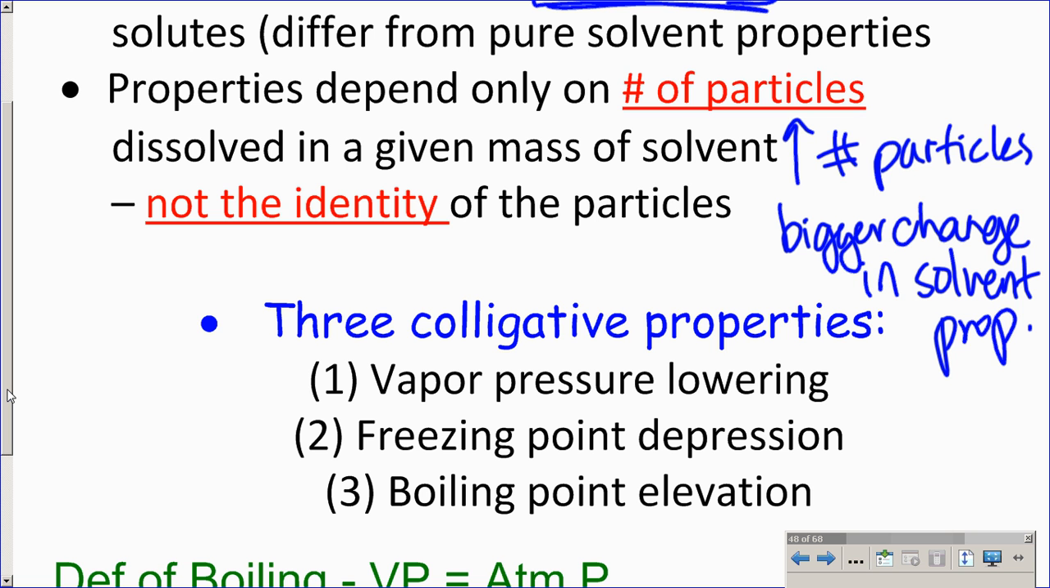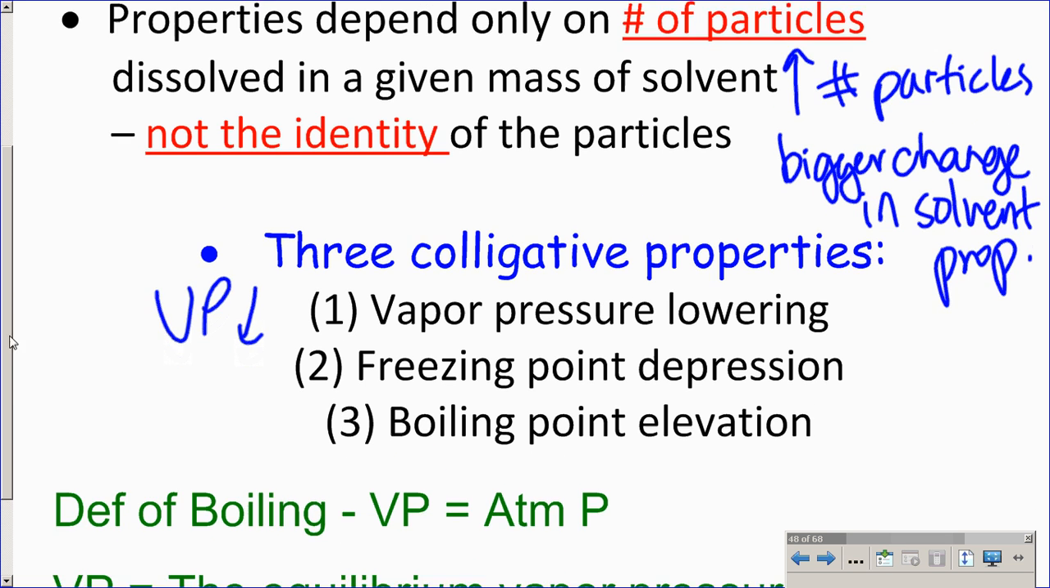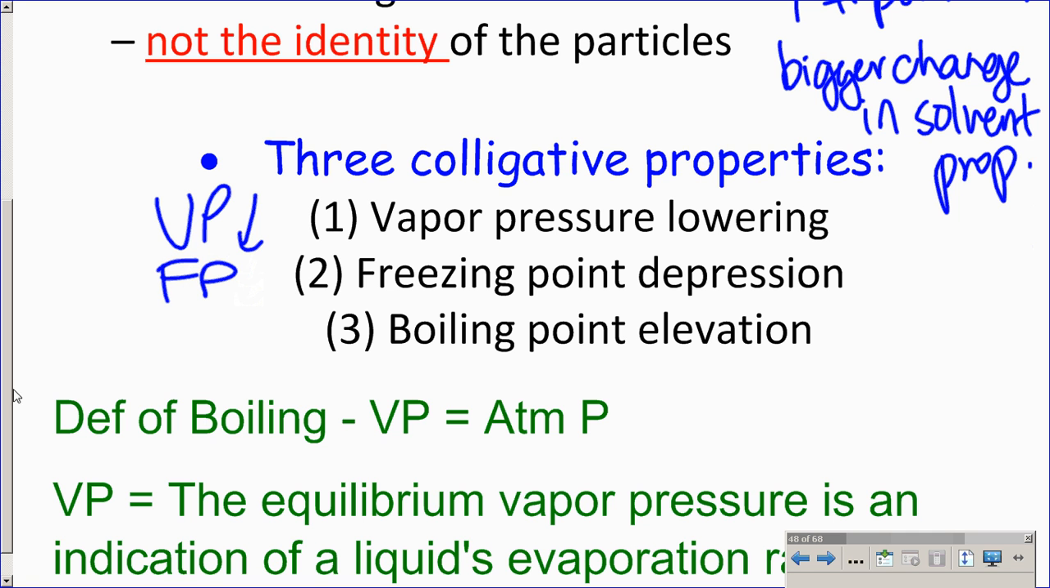So the three properties we're working with are vapor pressure lowering, and I'm going to consistently just call this VP down, so vapor pressure lowering, freezing point depression, and boiling point elevation. So you're probably really familiar with freezing point and what freezing point means and what boiling point means. Vapor pressure we talked about a little bit, so I wanted to give you a quick review definition of vapor pressure before we kind of start delving into details about it.